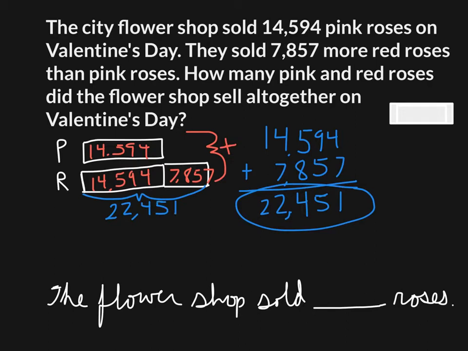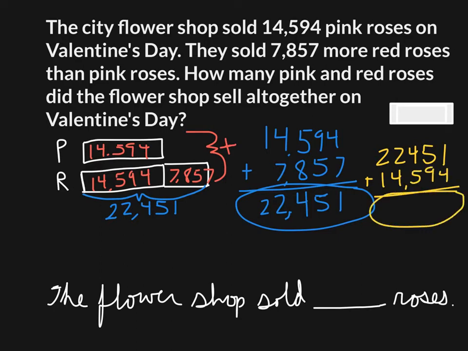Now I can put the amount of red roses and I can add that to the total amount of pink roses in order to answer my question with how many roses did they sell altogether. So I'm going to rewrite this problem. I have 22,451 plus 14,594. So I want you to go ahead, add that up, and let's find out how many roses were sold altogether.